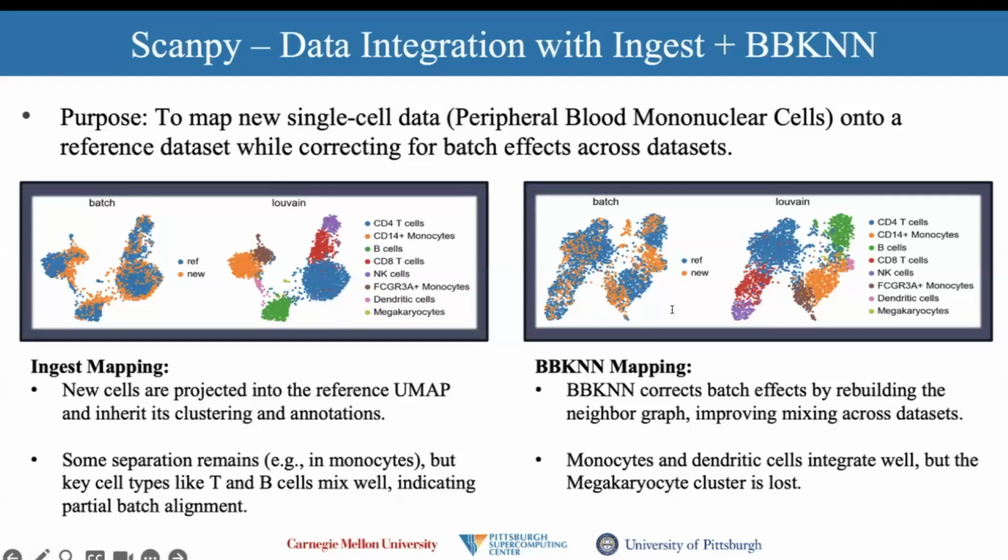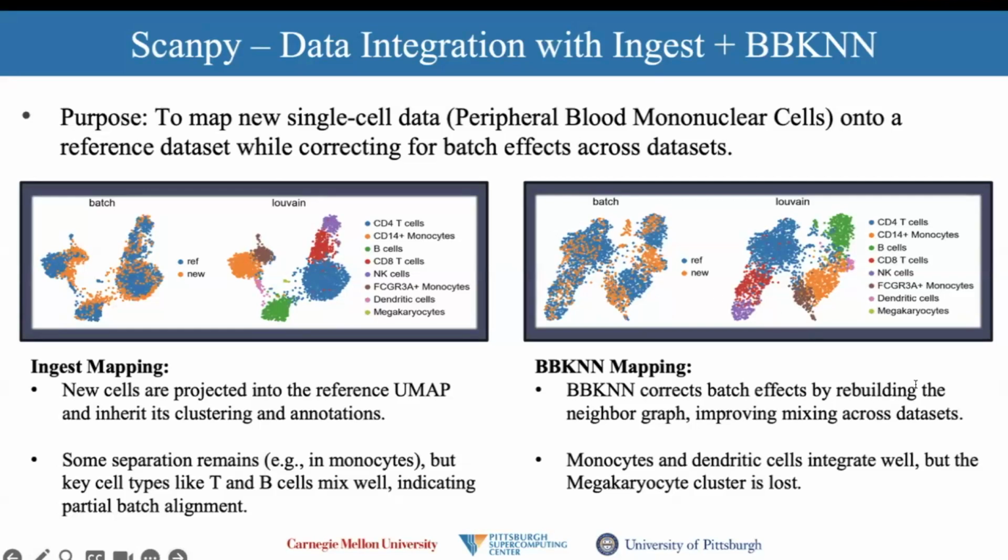So this slide demonstrates how we can integrate new single cell data into an existing reference using two complementary methods in ScanPy, ingest and BBKNN. So the goal is to map new single cell data, in this case peripheral blood mononuclear cells, onto a reference data set while correcting for batch effects across data sets.